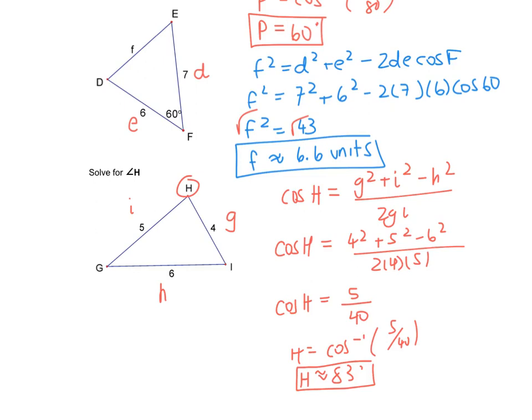If you got it right and you set it up right, well done. If you made a mistake, check to see if it was how you set it up, specifically this minus h squared part, or if it was your calculator. And that's it for your cosine law.